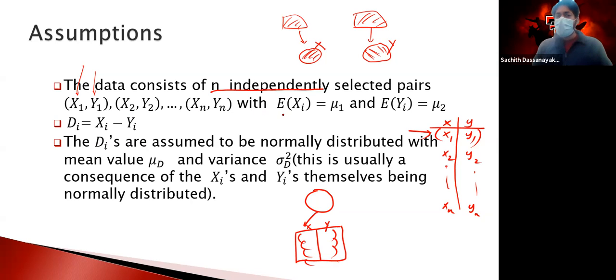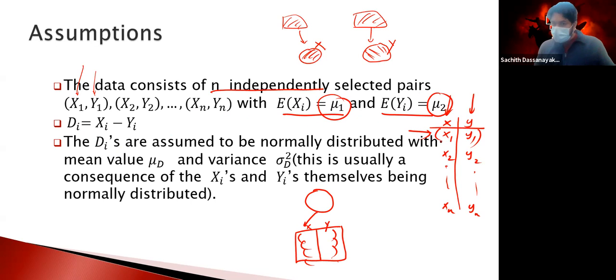So you can find the expected value of this column and the expected value of this column separately, because these are just values. The expected value of the xi's is mu1. The expected value of the yi's is mu2.